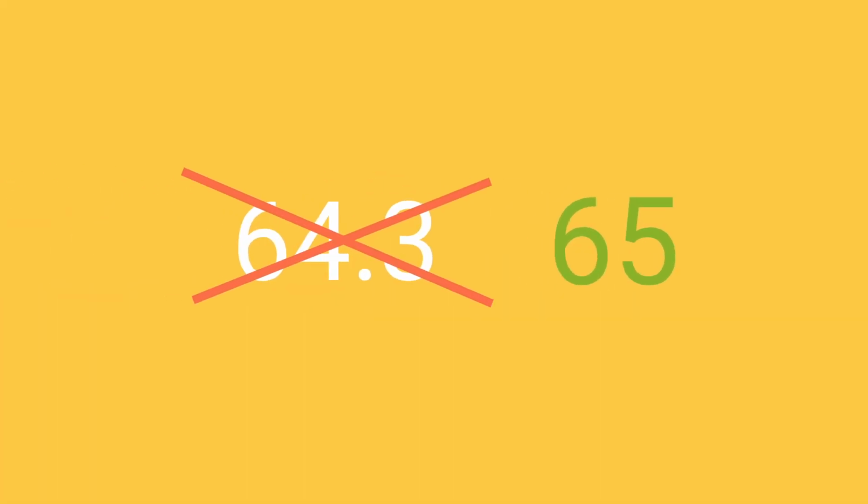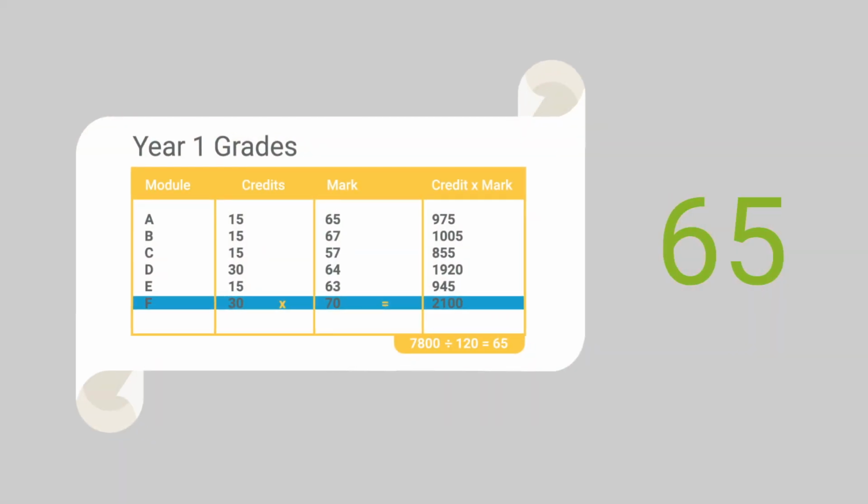Now the average is higher. Module F, which is worth 30 credits, has the highest mark, so the overall result has been pulled up proportionally. A weighted average gives more emphasis to those modules worth more credits.